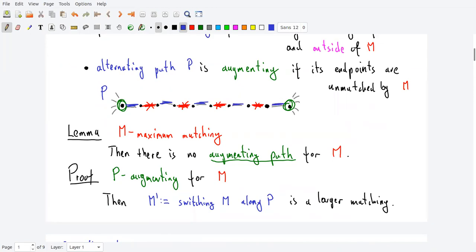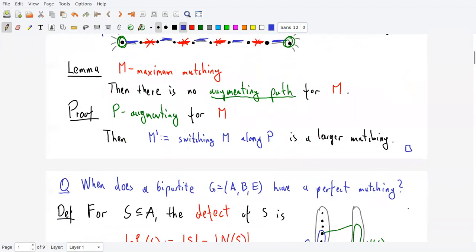And this is fine because the first vertex and the last vertex were unmatched in my matching, which means that I still have the property that edges of the matching have pairwise different endpoints. And by switching this, I augment the size of the matching by one. So this is the proof of this lemma. So the search for alternating paths and augmenting paths in particular is a basic tool for extending matchings and therefore for analyzing the structure of maximum matchings.